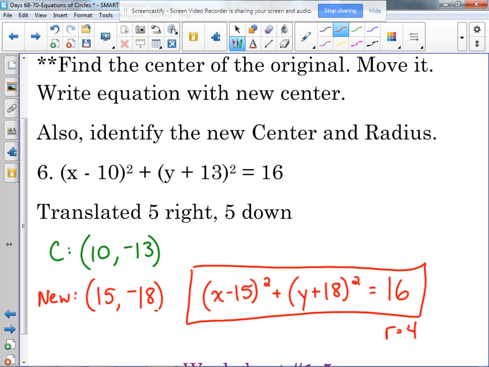Yes, sir. Yes. The size of the circle is not changing. We're just shifting it around. So the radius squared does not change.